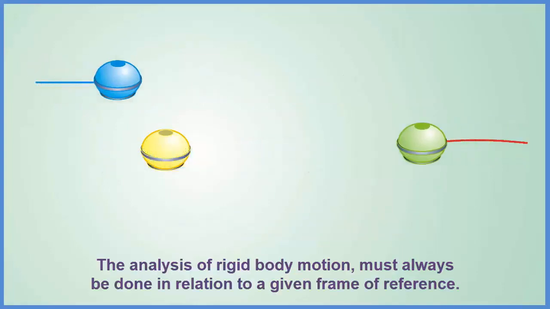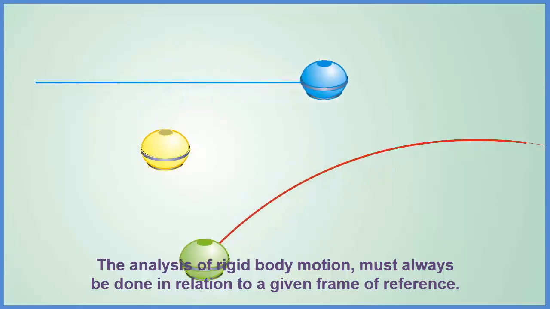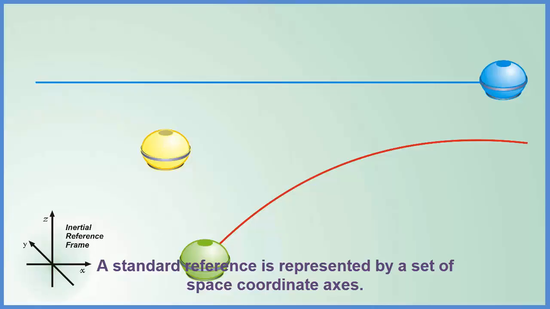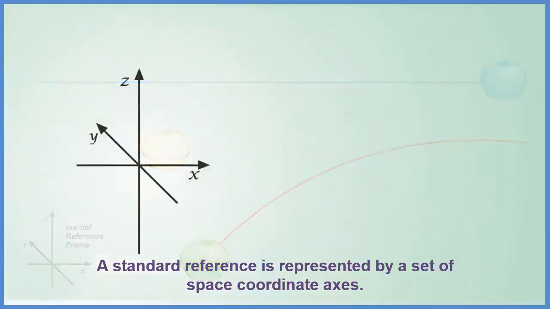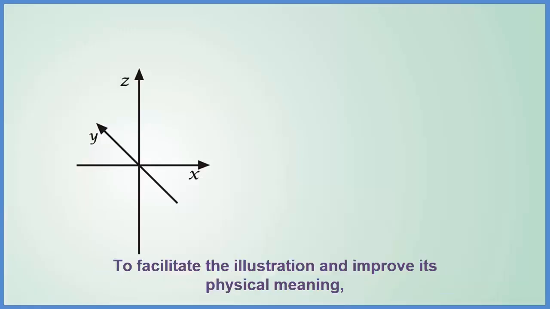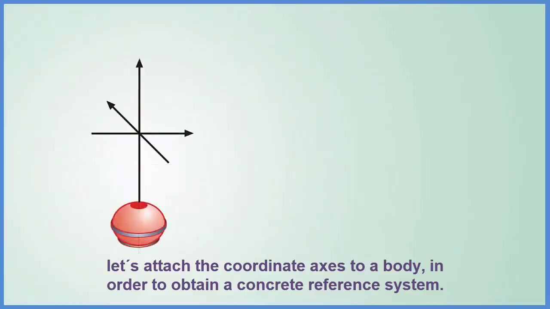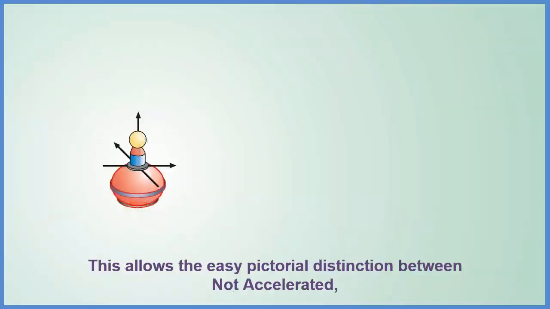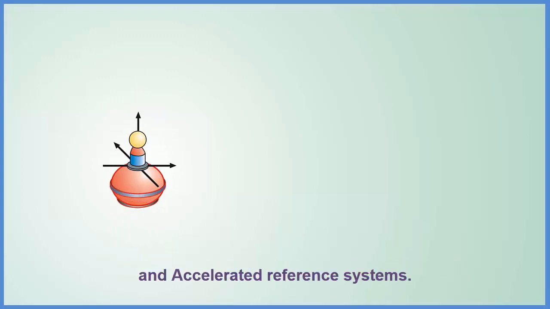The analysis of rigid body motion must always be done in relation to a given frame of reference. A standard reference is represented by a set of space coordinate axes. This is, however, a pure mathematical concept. To facilitate the illustration and improve its physical meaning, let's attach the coordinate axes to a body in order to obtain a concrete reference system. Let's call it a physico-mathematical reference system.